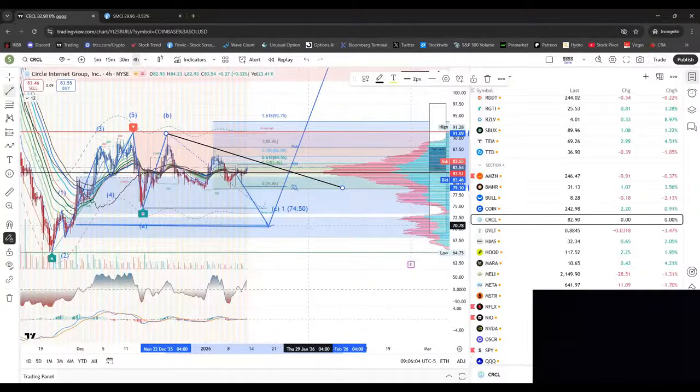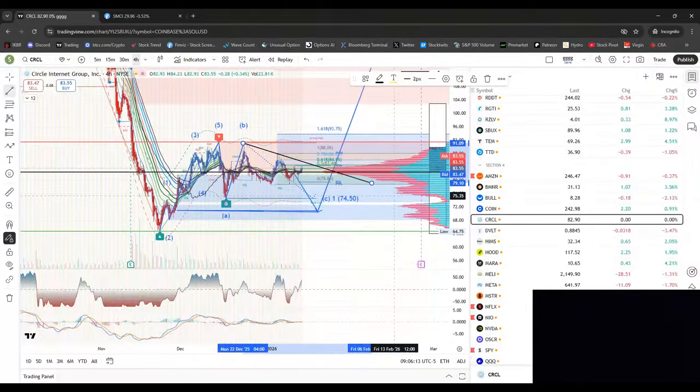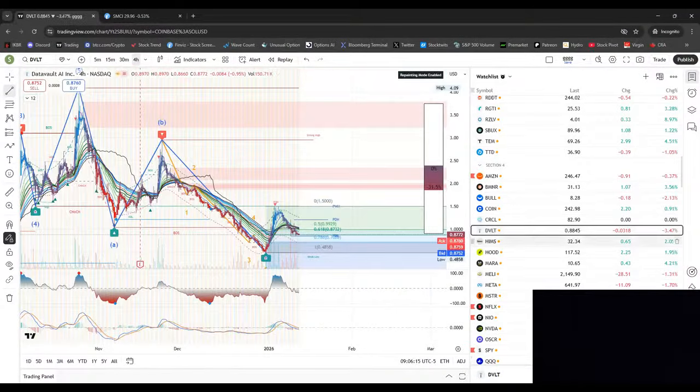The price will continue, and this is where I'm looking at the bottom, roughly around this order block, around the 74 area, before we bounce higher. Okay, so right now bearish on Circle. There is a little bit of downside left.